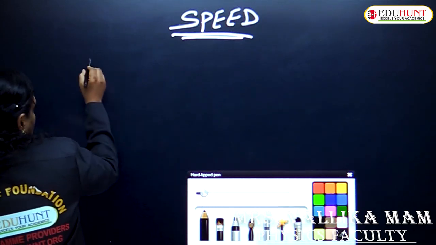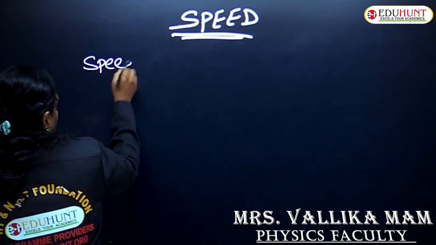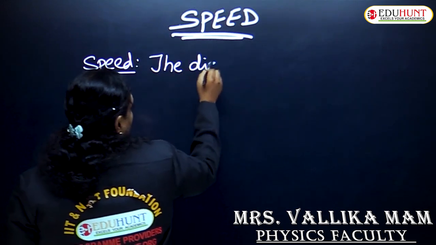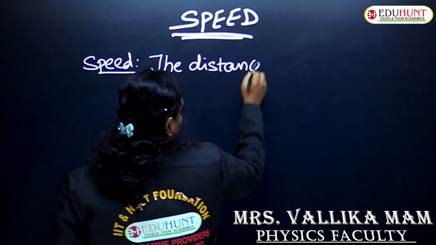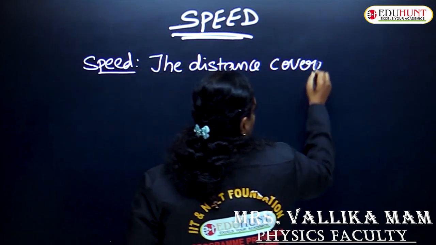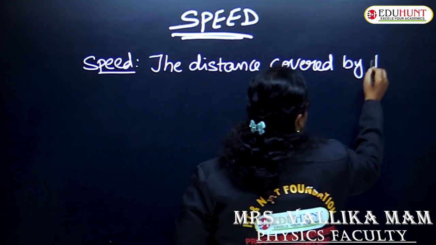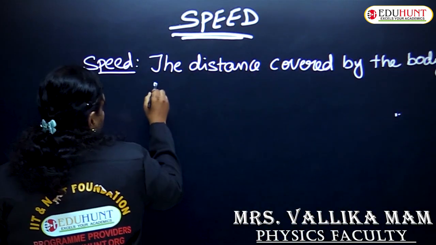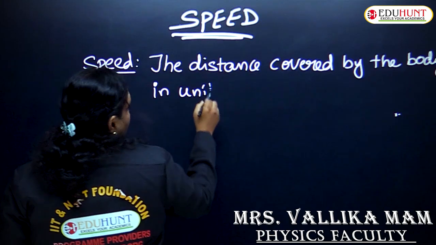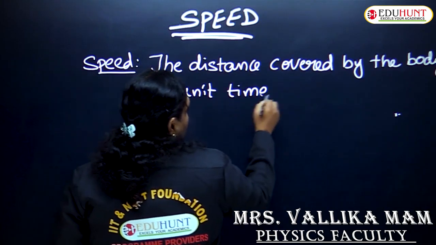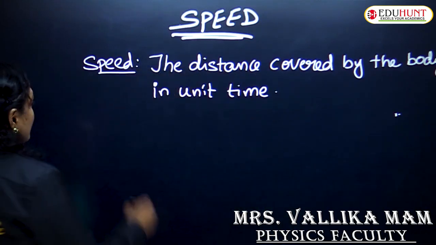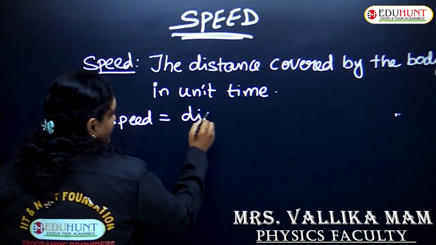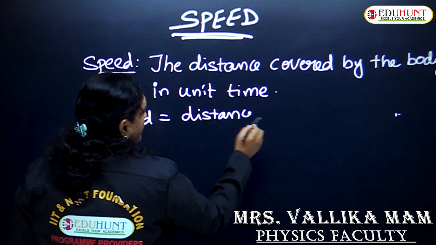So what is speed? The distance covered by the body in unit time is defined as speed. And the mathematical form of this is speed is equal to distance by time.